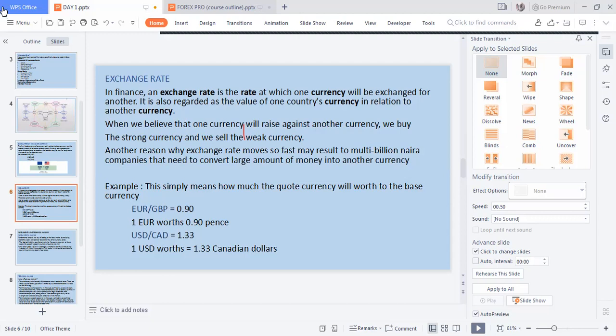Now let's go to my screen. Let me show you something. Look at my screen. Let's say I have Euro USD. Euro USD is a very good example of a currency pair.